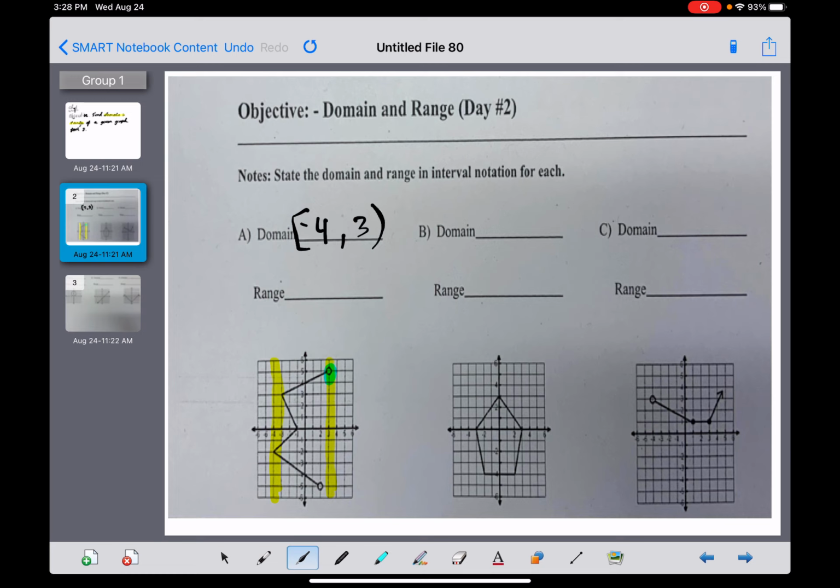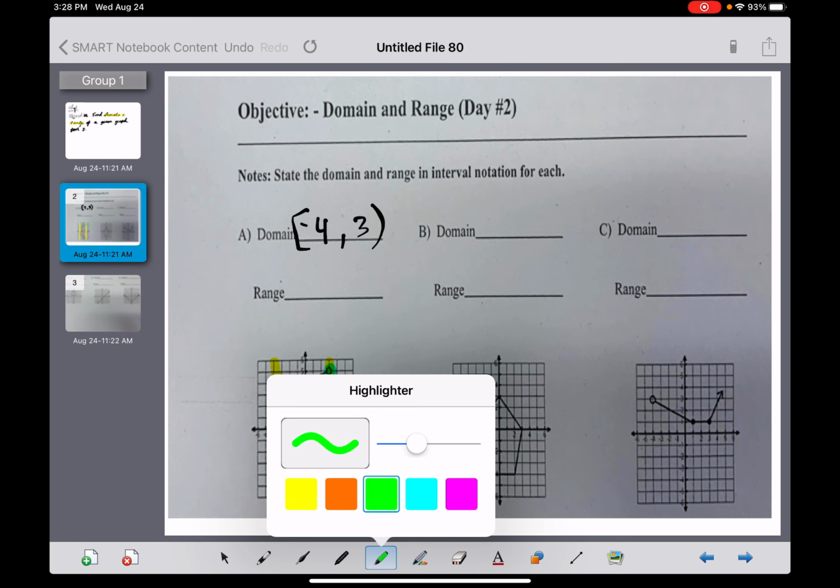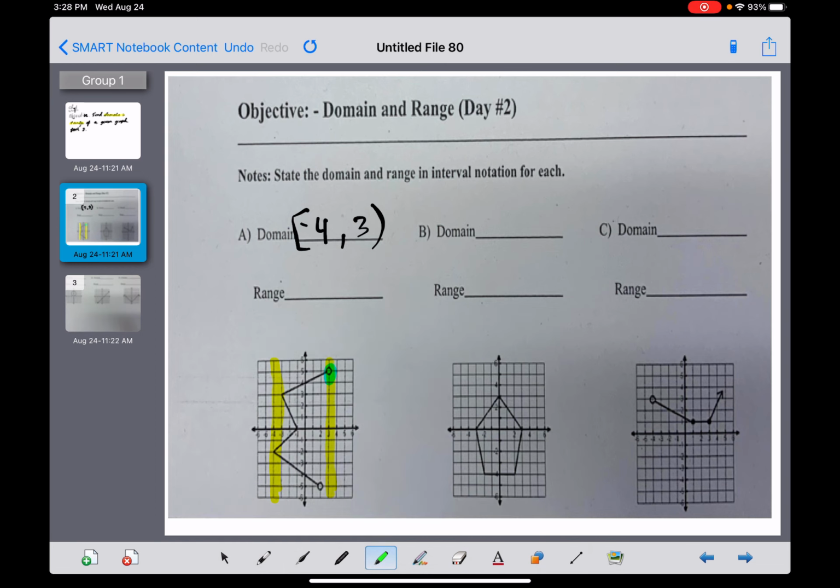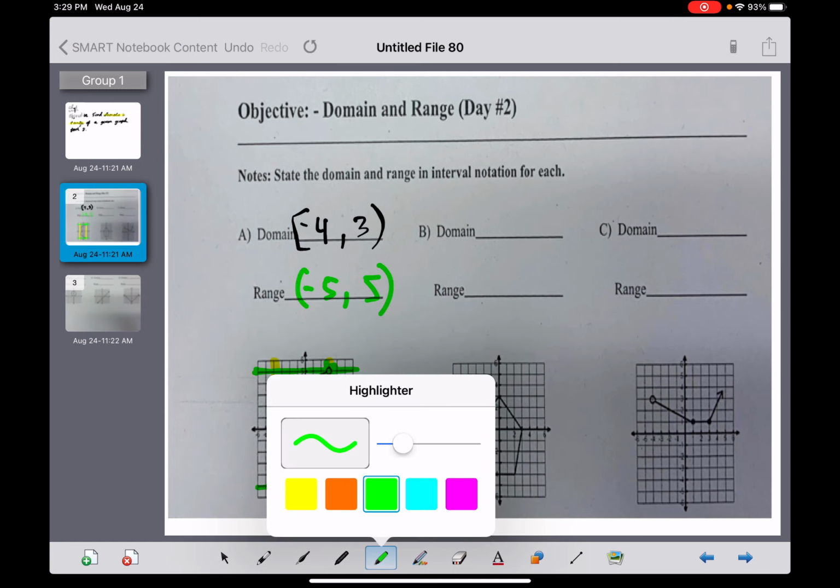And then we'll do the same thing for range. For range, it's going to be the top and bottom, so the lowest of the graph and the highest of the graph. The lowest is -5, and the highest is +5. If you look at it carefully, there are open dots right here and open dots right here. So it's going to be parentheses and parentheses. Okay, let's move on to the next one.